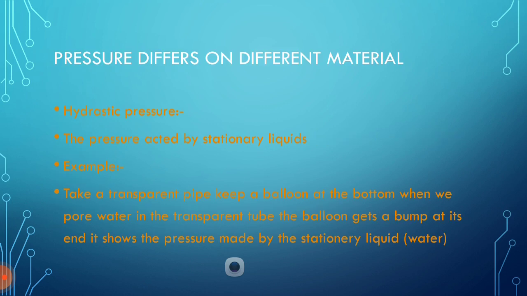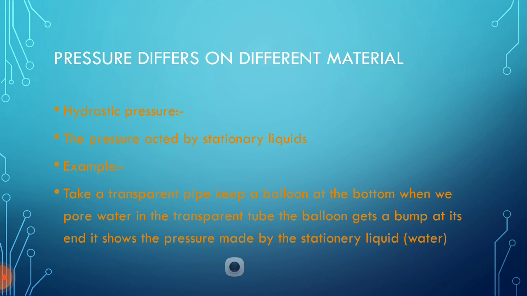Pressure differs on different materials. Why? Because of the matter structures. In a solid material, the molecules are tightly packed, in a liquid they are a little bit movable, and in gases they are freely movable. So pressure differs between materials, and we use pressure only for liquids and gases. As they are freely movable, there can be a perpendicular force on any surface area, but for solid materials we will use force.